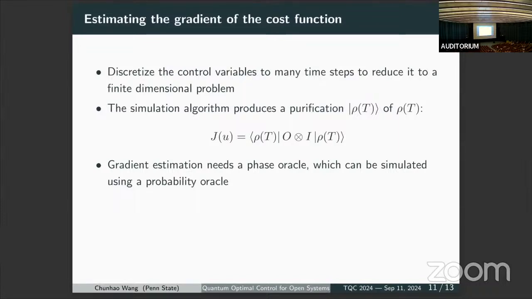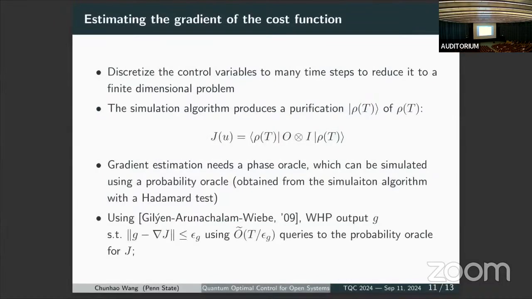The gradient estimation algorithm requires a phase oracle, which means you compute the function value in the exponent of the phase. But this phase oracle can be simulated by a probability oracle. A probability oracle means that you compute the function in the amplitude. And further, the probability oracle can be simulated by this simulation algorithm plus a Hadamard test circuit. So this conversion can be easily done from the simulation algorithm to the phase oracle. Then you can use your favorite gradient estimation algorithm to estimate the gradient.